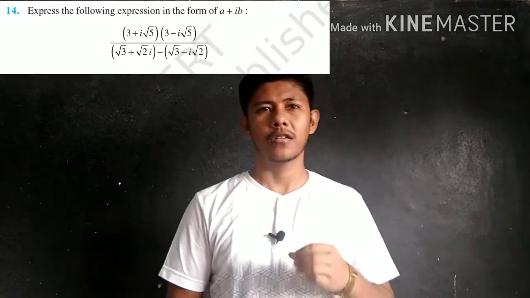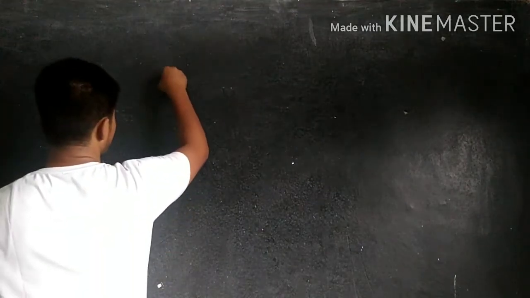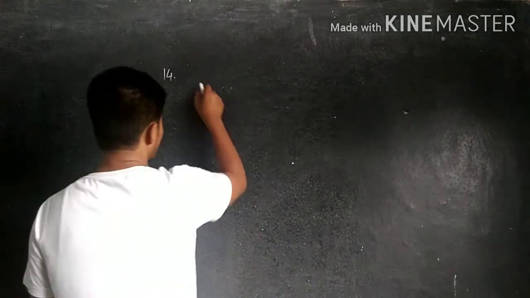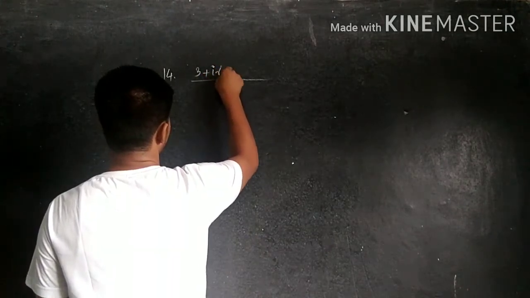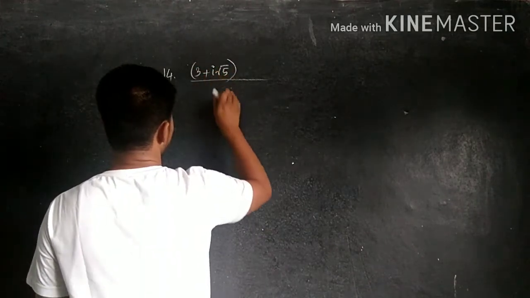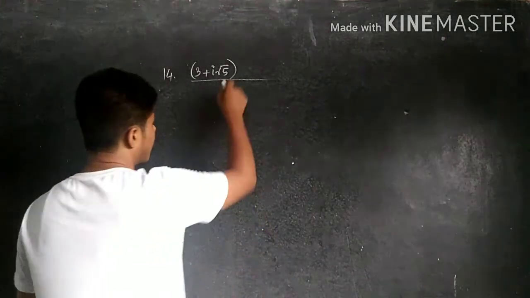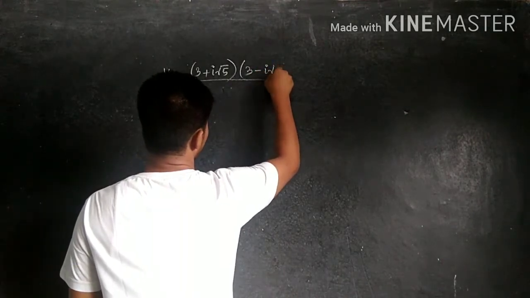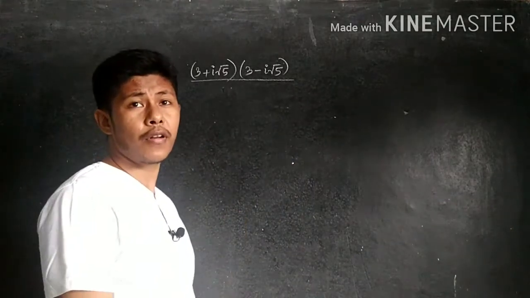Is it clear? So first of all, let us write down the question, question number 14. The question is: in the numerator we have to write 3 plus i root 5, multiplied by 3 minus i root 5. So we have to write 3 minus i root 5. Is it clear? Divided by what you have to write?